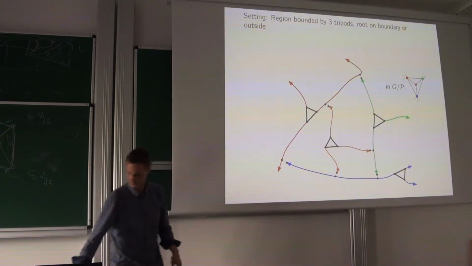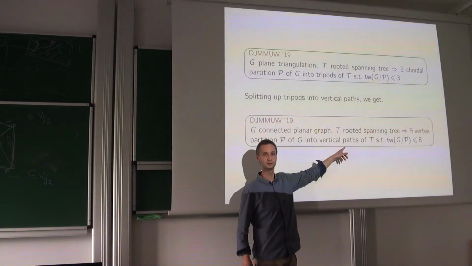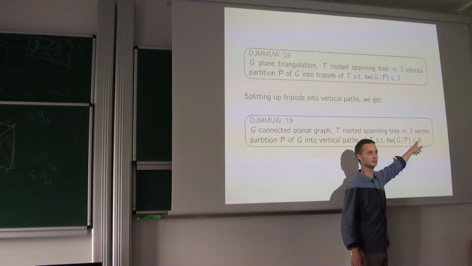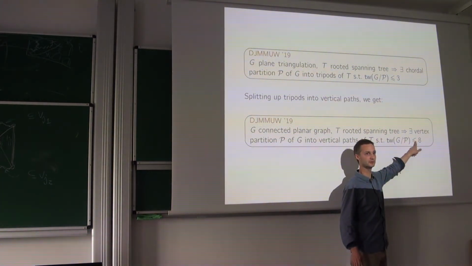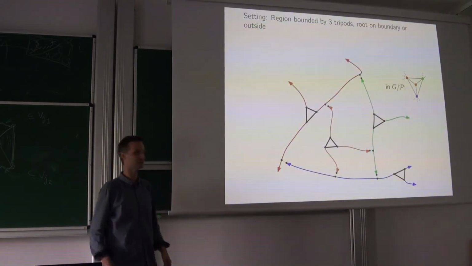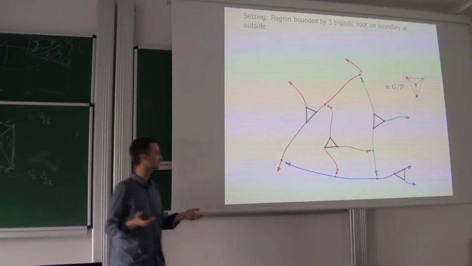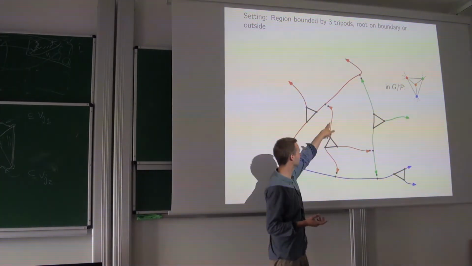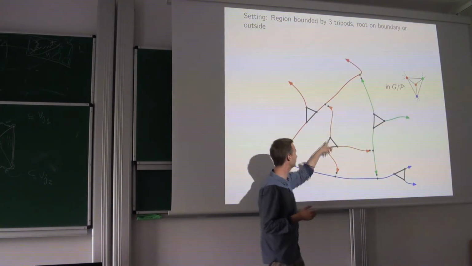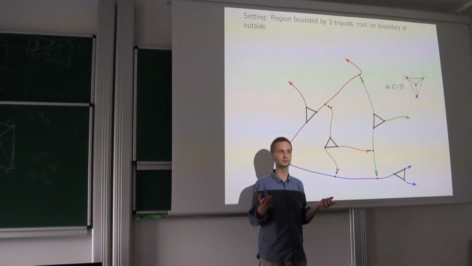In this theorem, we want to partition into vertical paths, not into tripods. But we have some looseness, some freedom in the treewidth bound. We are happy to increase the bound there. So since we want to partition into vertical paths and not into tripods, the strategy is obvious. Instead of having a VI being one tripod, you split it up into its branches, and these will be the vertical paths that you use.